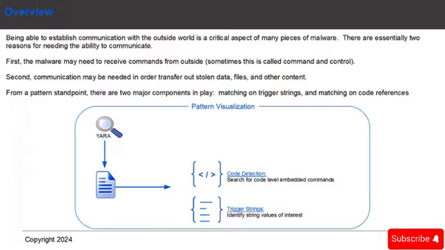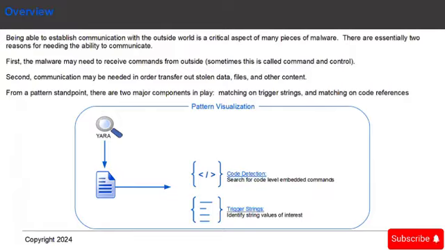And the second reason that there may have to be outside communication is so that any data that is stolen, files and other content, can be moved out, can be sent back to the attacker. That way they can steal your data, your information, and your content. So those are the two driving forces of why a piece of malware would want to have communication with the outside world.